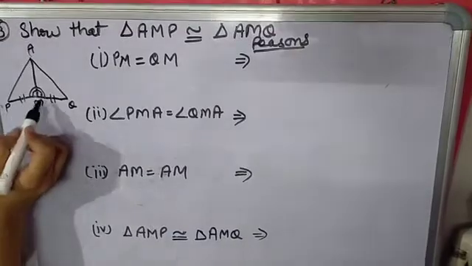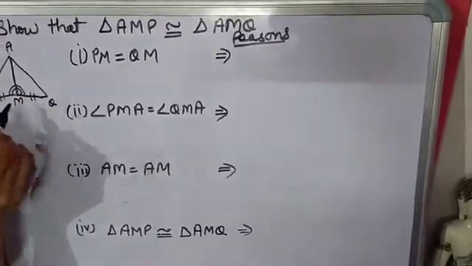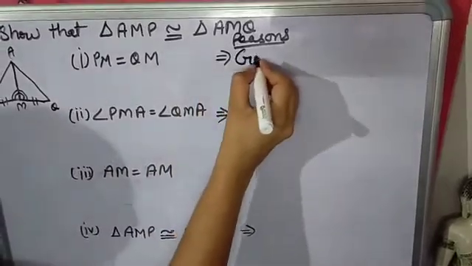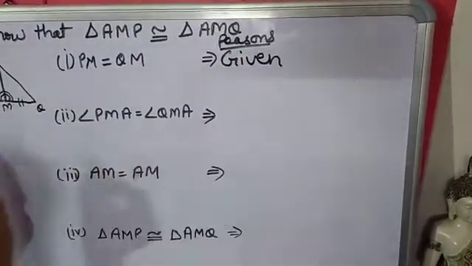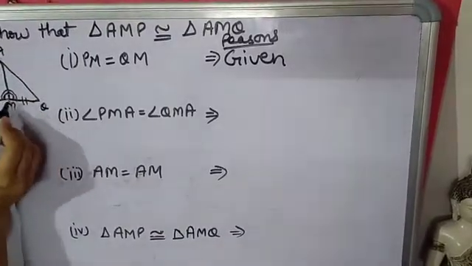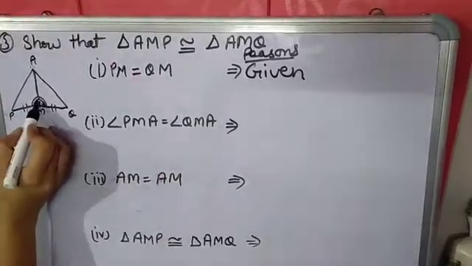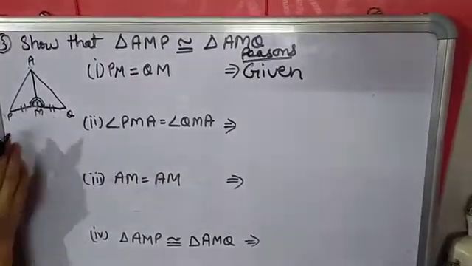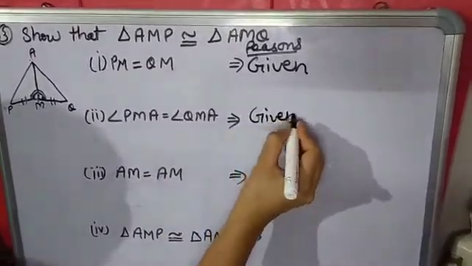Two lines are there in the figure. So it means PM is equal to QM. It is given, so the reason is given. Second, angle PMA is equal to angle QMA. Angle PMA, this angle, and QMA, this angle. They are equal. Why? Because this is also given. देखो, बना रखा है आपका figure में mark. So this is given. The reason is that.